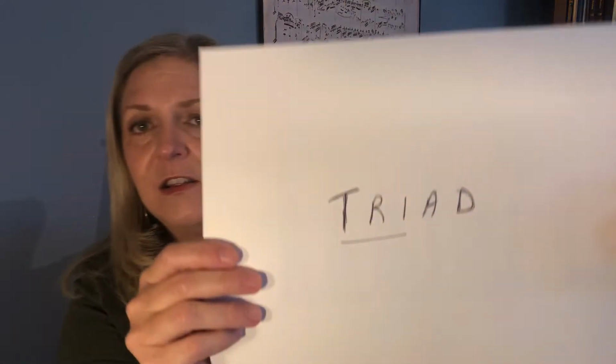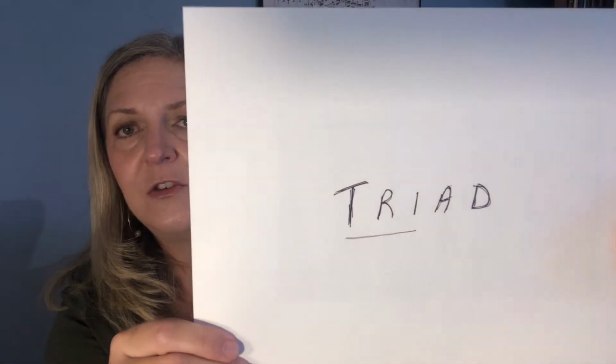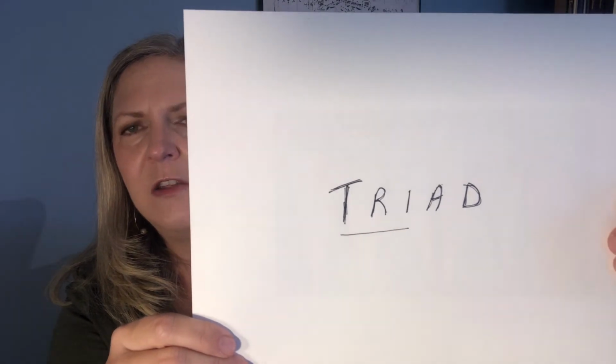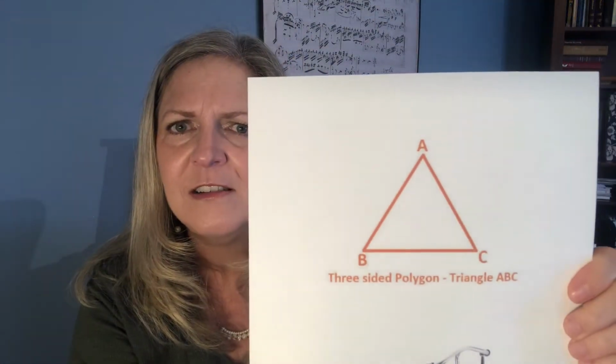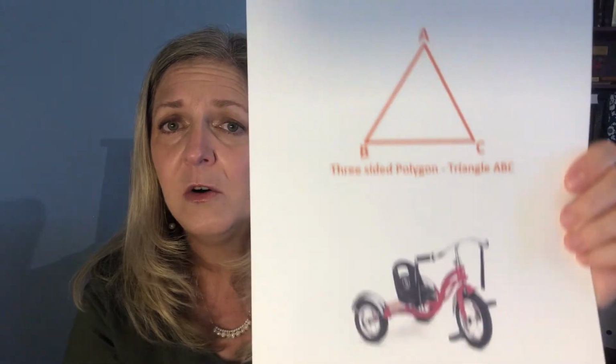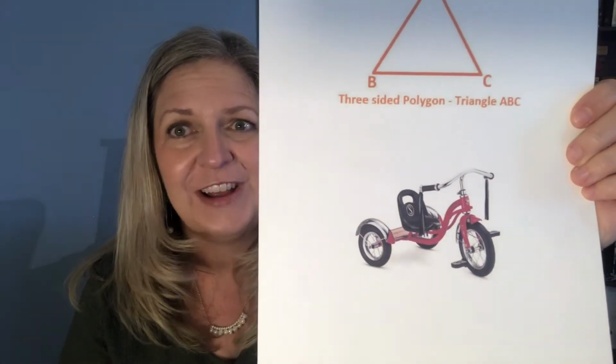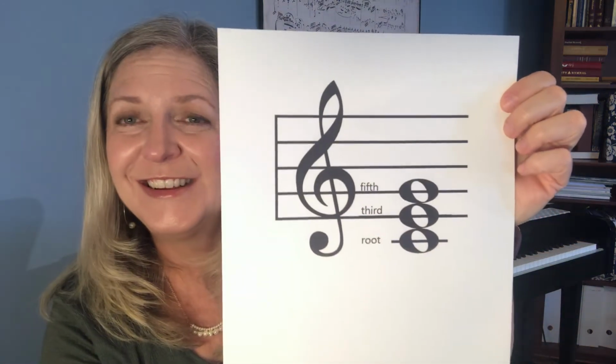Chords are based on a triad. That might be a new word to you. T-R-I-A-D, triad. Can you think of another word that starts with T-R-I? Maybe you're thinking of a triangle, which has three sides, or a tricycle, which has three wheels. I bet you're starting to catch on to the idea that triad has something to do with three, and you'd be right, because a triad has three notes.